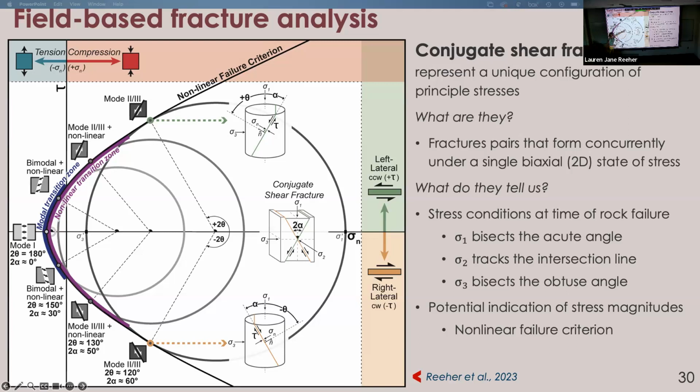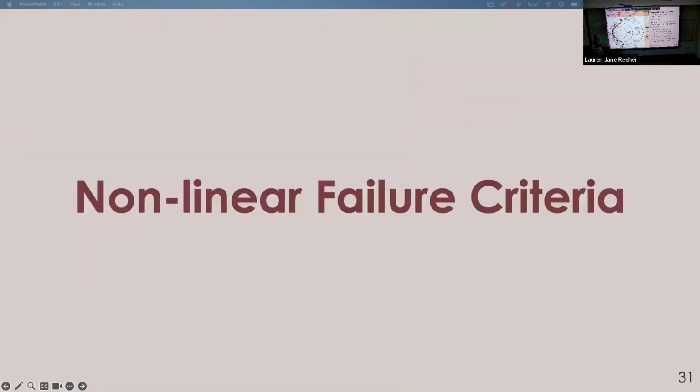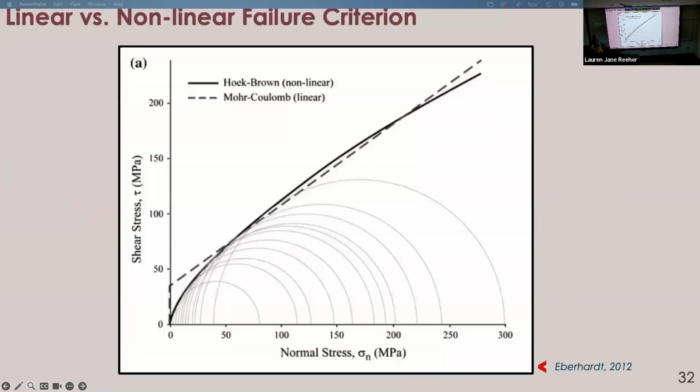And so a single circle on a Mohr diagram represents a stress state. When that stress state intersects a failure criteria, the rock will fail. And so what this diagram is demonstrating is that under different critical differential stress states, you get different types of failure. So we're going to look at the patterns of failure that we see and try to relate that back to the stress environment that would have created those deformation features.